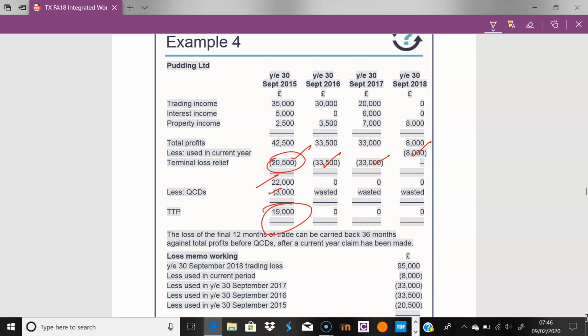So in the final video, we'll look at how we deal with some property losses and how we deal with capital losses as well. Cool.